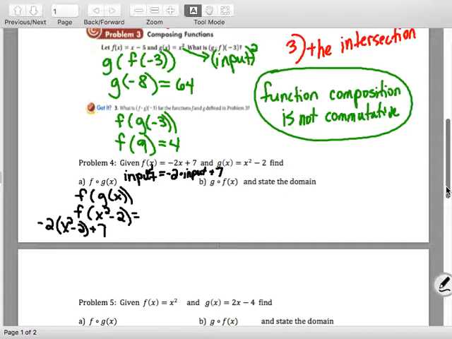So I know the distributive property, right? So I can distribute the negative 2 and get negative 2x squared plus 4 plus 7, right? If I use the distributive property. And then I want to see, is there anything else I can do? Yeah, I can collect like terms. That's negative 2x squared plus 11.